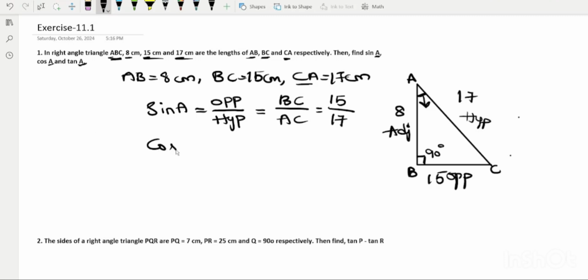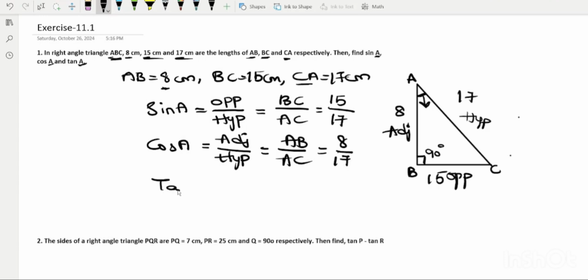And the next is cos A. We know that the formula for cos A is adjacent divided by hypotenuse. So adjacent side, which is AB, upon hypotenuse, which is AC, equals the value of AB as 8 divided by the AC value as 17.